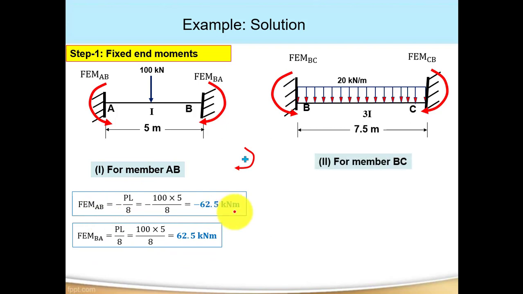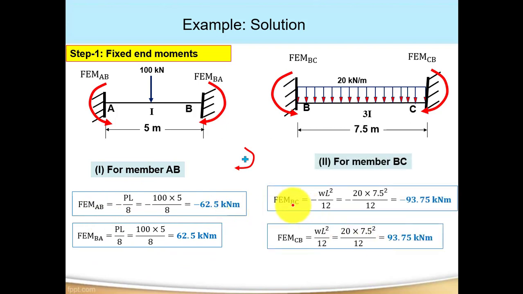Well, for BC, fixed end moment BC equals minus WL squared over 12. Why minus? Because it is counterclockwise. W is 20, length is 7.5, so finally fixed end moment for BC equals minus 93.75 kN·m. The same for CB, this equals 93.75 kN·m. Here it's positive because it is clockwise.